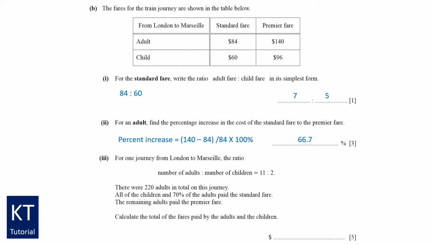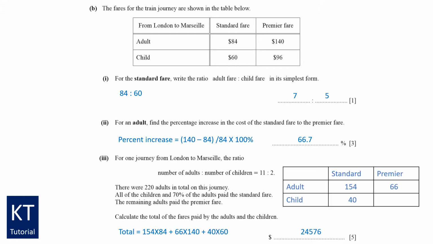All of the children and 70% of the adults paid the standard fare. The remaining adults paid the premier fare. Calculate the total of the fares paid by the adults and the children. We will start by mapping the number of adults and children paying the standard and premier fare. Having done so, we would multiply each of these numbers with its associated fare to get to the required total fare.